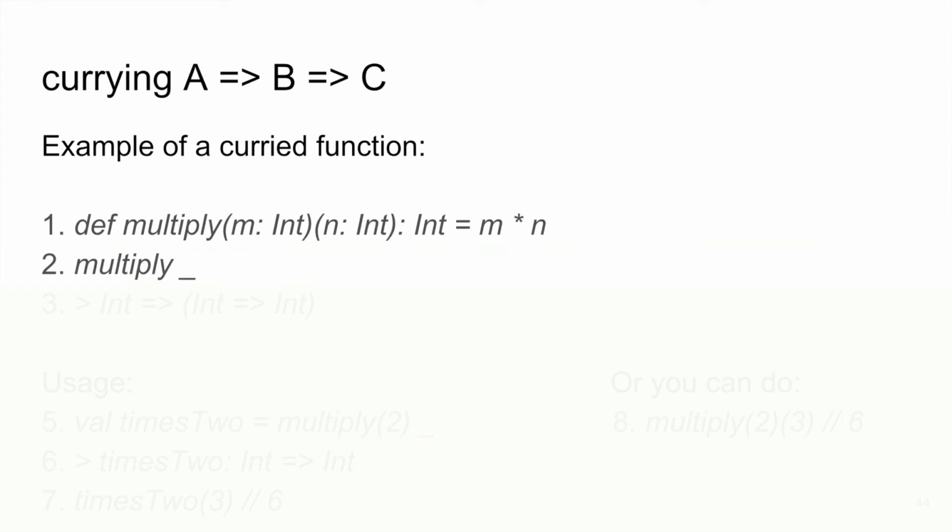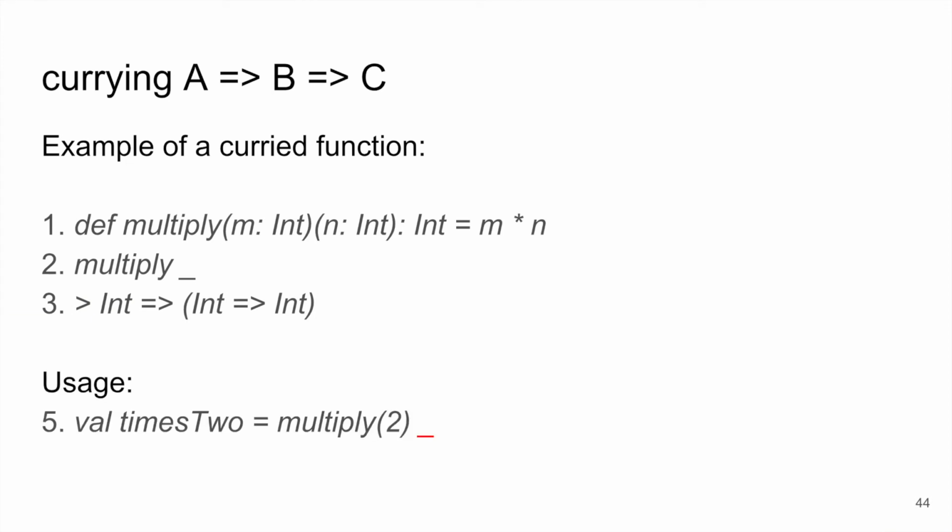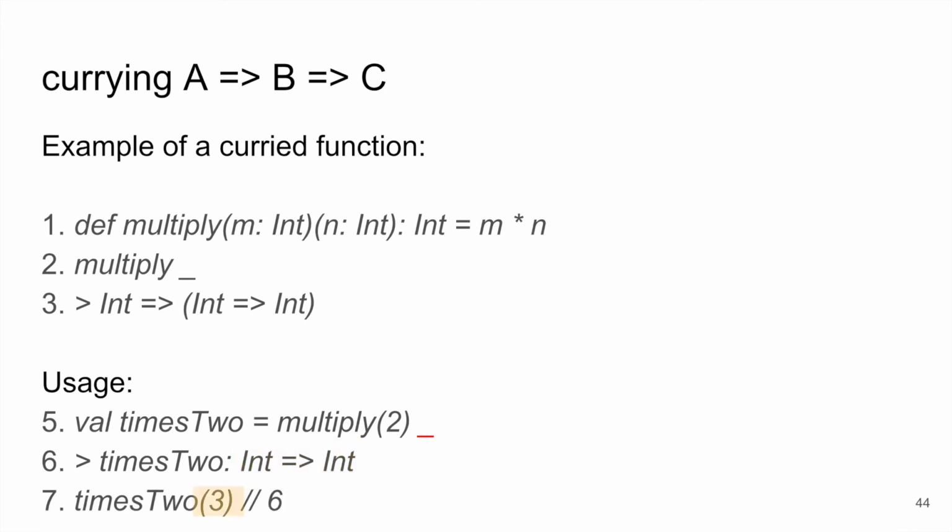Just for fun, on line 2 we turn it into a curried function using underscore, which we learned in Eta Expansion. On line 5, we pass parameter 2 to the curried method, and we use Eta Expansion on the resulting function. We assigned the resulting function to constant times 2. The type of this function is from int to int. Finally, on line 7, we pass the other parameter into the function, and the function executes, giving us 6.